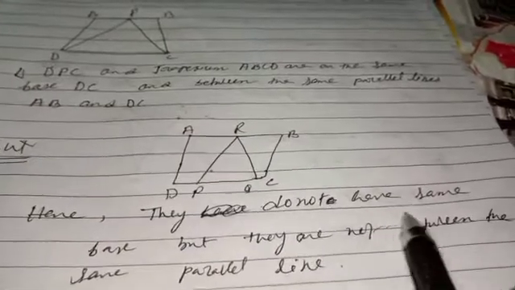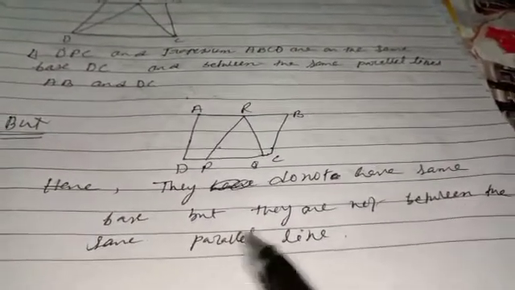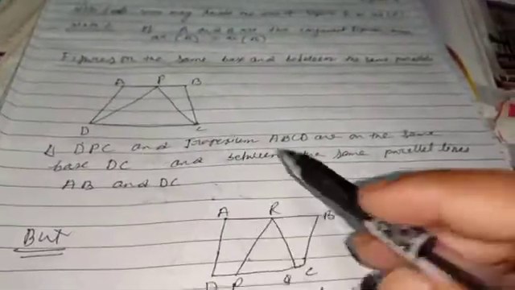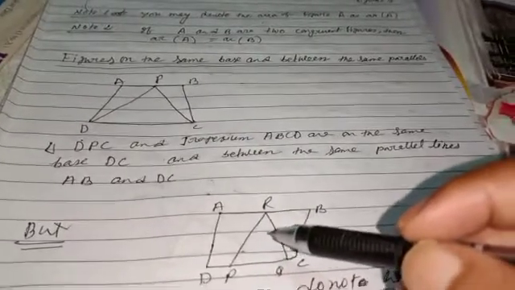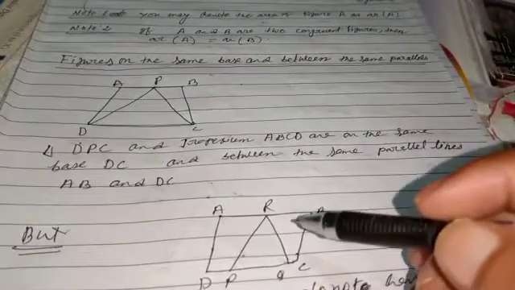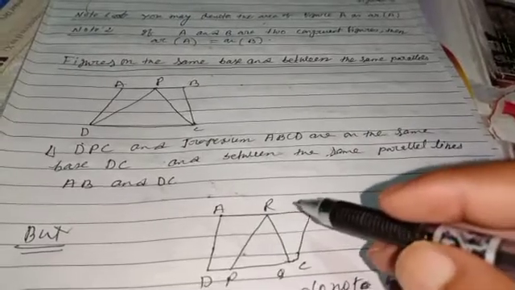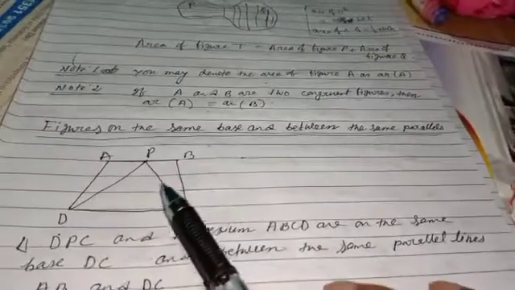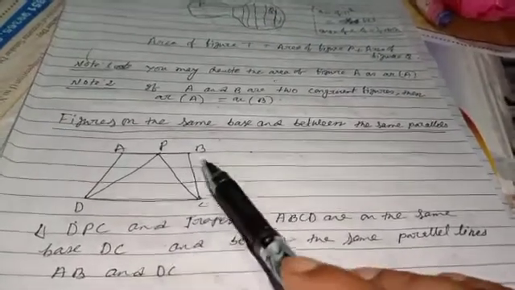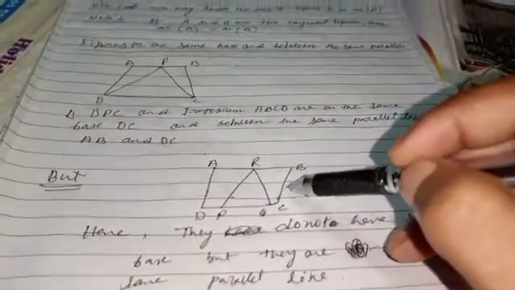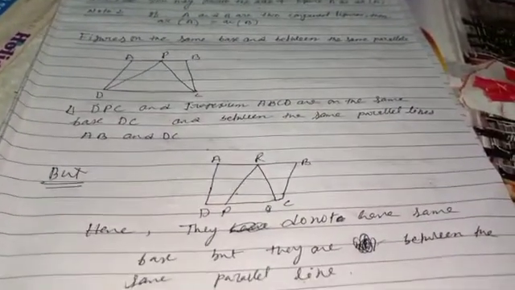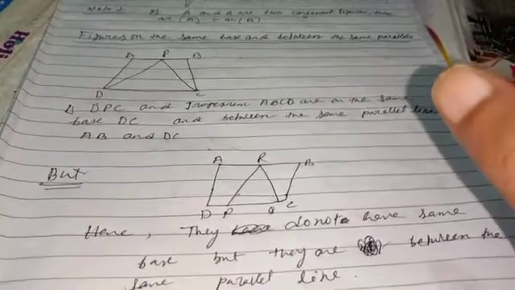Hence they do not have the same base, but they are between the same parallel lines. So this figure satisfies one condition, but it is not satisfying the second condition, same base. Those figures have the same base and are also between the same parallels, but this one does not have the same base, though they are between the same parallels. So I hope all of you can recognize figures like this now.